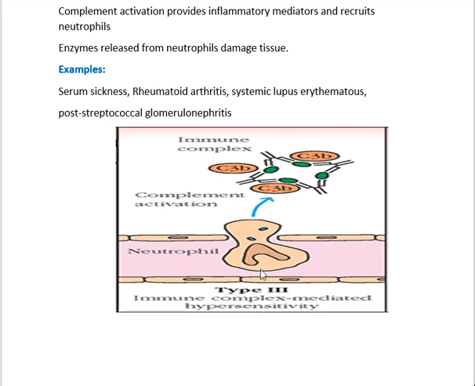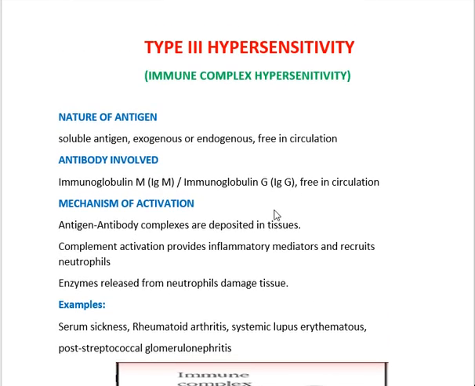So as these neutrophils come and do all these things, the cells get burst out, and that's how it releases all the inflammatory mediators like histamine, and obviously we have vasodilation and everything. The examples of this kind of hypersensitivity are serum sickness, rheumatoid arthritis, systemic lupus erythematosus, and post-streptococcal glomerulonephritis. So these are the examples of the third type of hypersensitivity, that is immune complex mediated hypersensitivity.